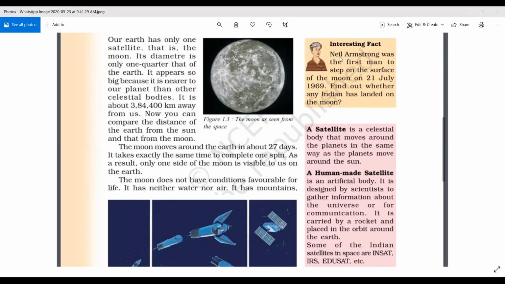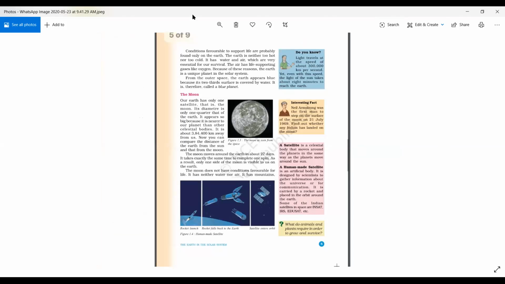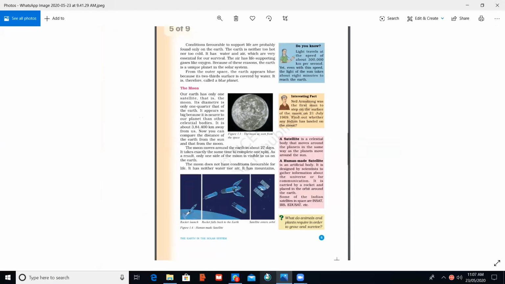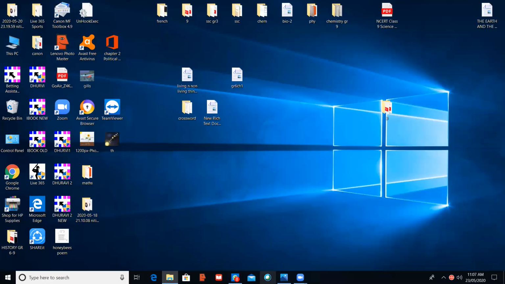So Neil Armstrong was the first person to step on the surface of the moon. Can you imagine who was the first Indian who landed? Anyone who knows who was the first Indian to land on the moon? Wait, I'll show you. Let's go to Google and I'll show you.